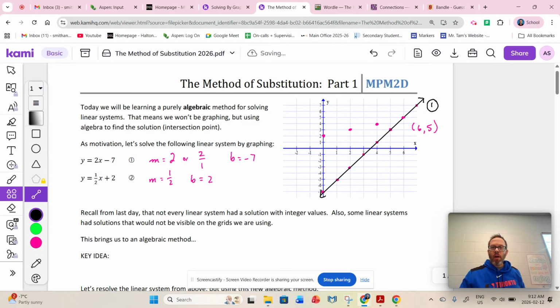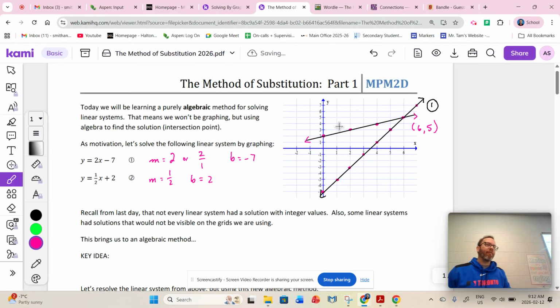Now what I want you to imagine is, imagine that I was a bad teacher and I didn't provide you a nice grid like this.